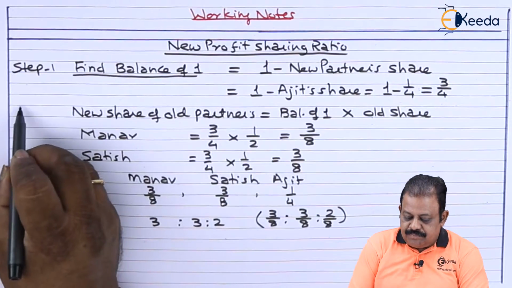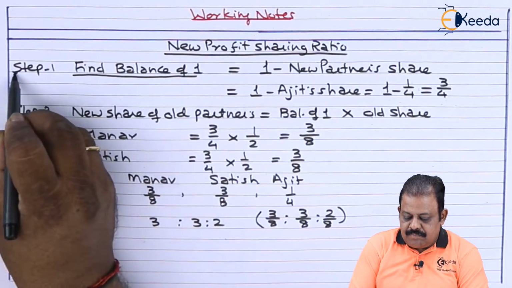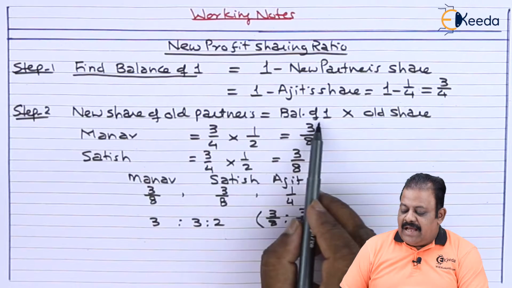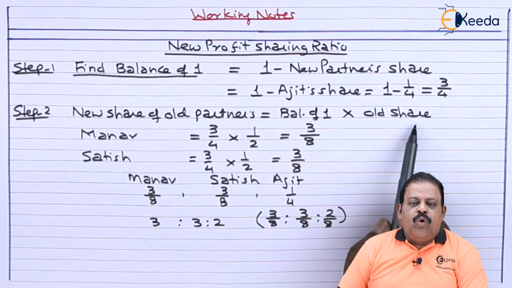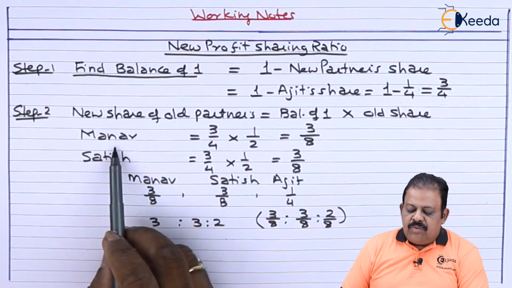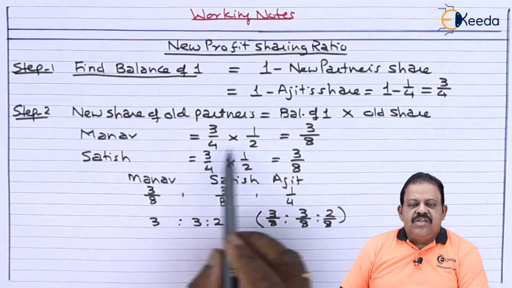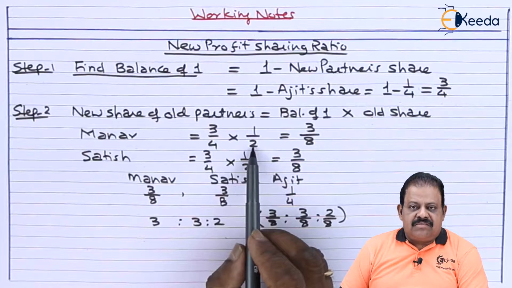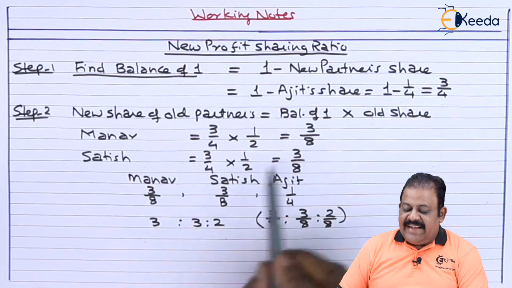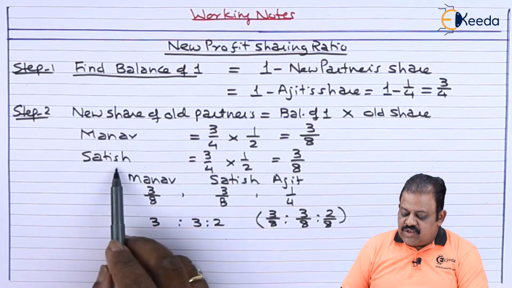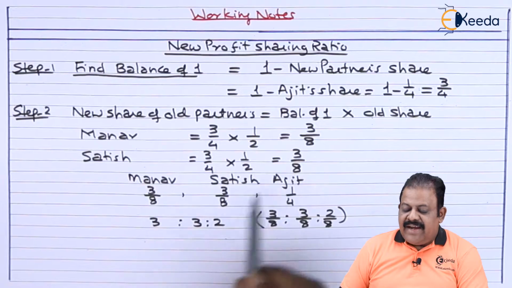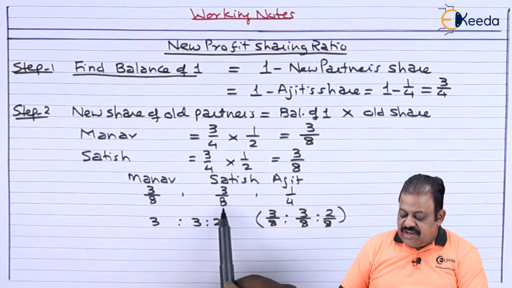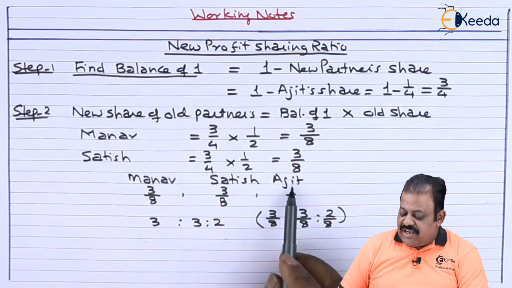Step 2. New share of old partners. We can find it out by multiplying the balance of 1 and the old share of old partners. Manav, balance of 1, 3/4. His old share is 1/2 because they are equal partners. So it comes to 3/8. In case of Satish also, we are getting 3/8. So Manav 3/8, Satish 3/8, and Ajit's share is 1/4.